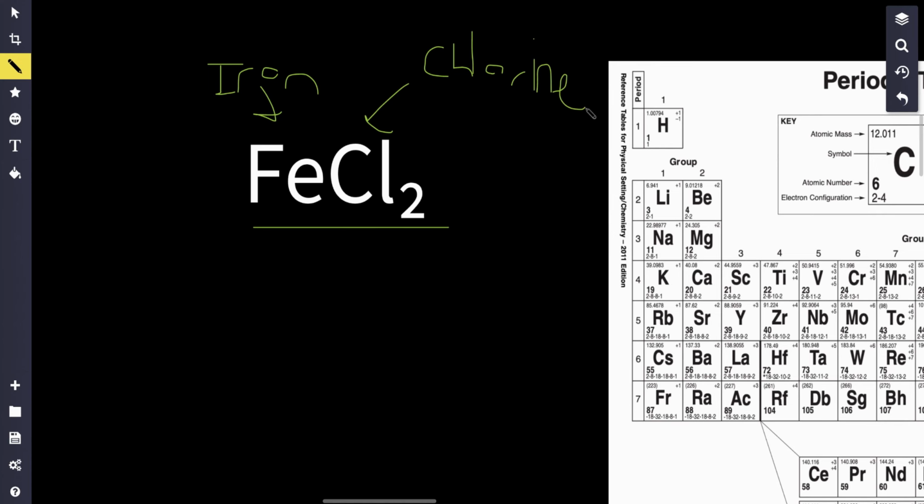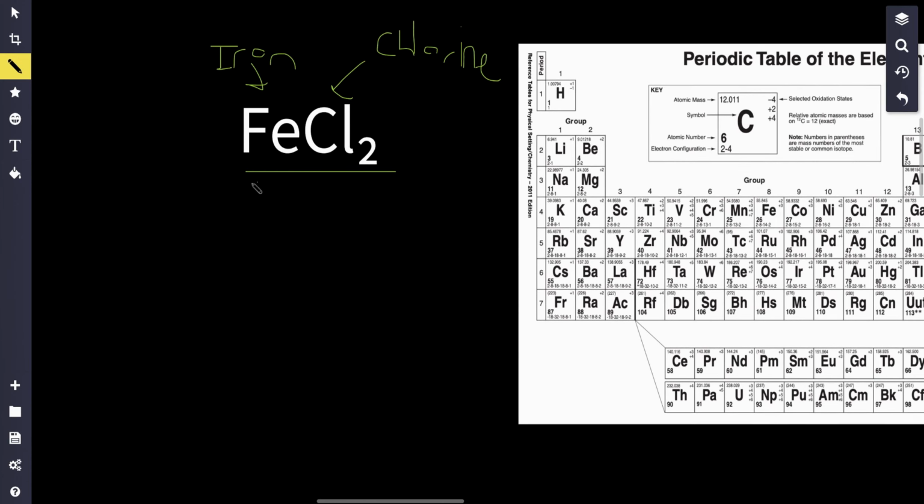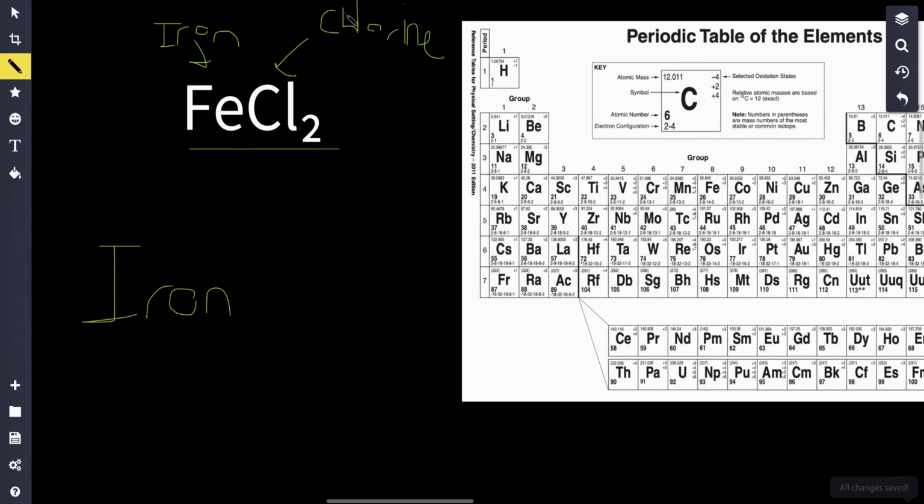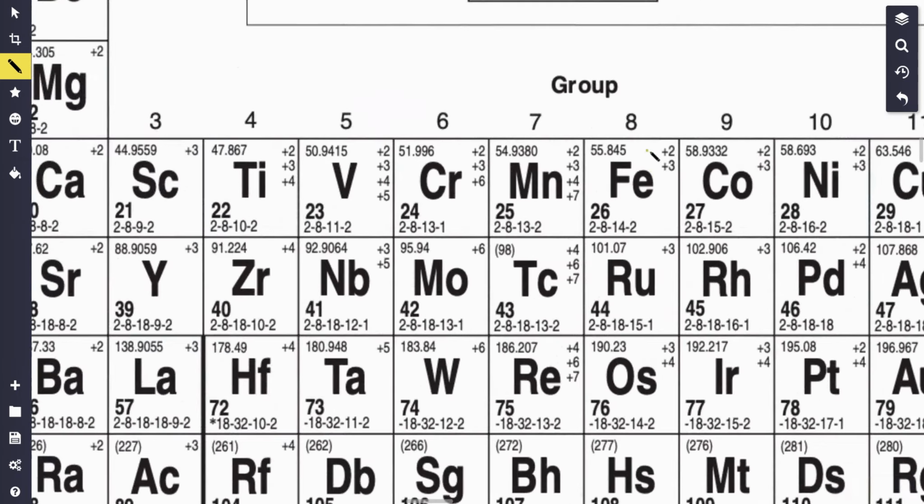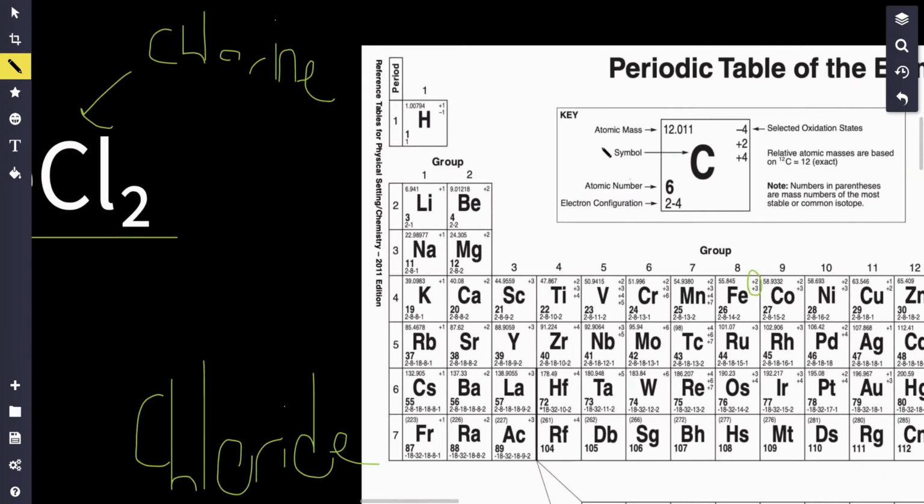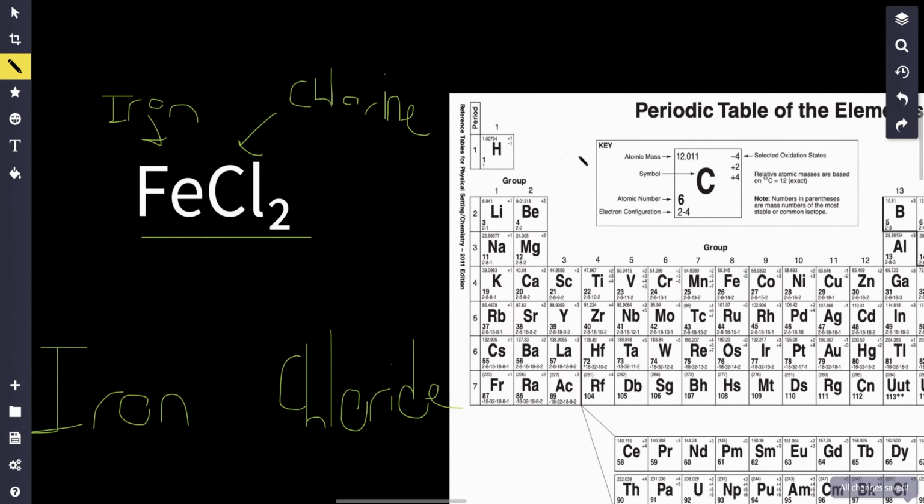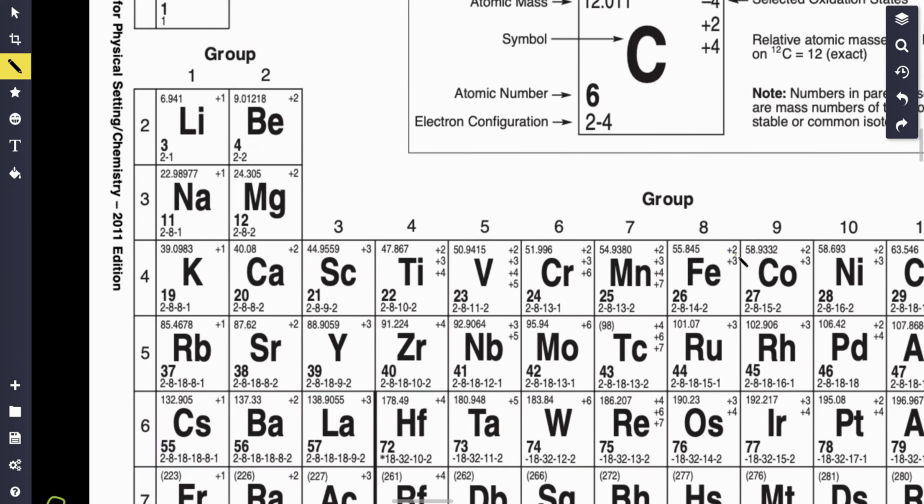Well, you might remember that in order to name an ionic compound, what you're going to do is take the metal and keep that the same, and then remember chlorine turns into chloride. Now, the problem with this name, though, is that iron has multiple oxidation states. Iron can be +2, iron can be +3. So there's a little bit of a problem here. So how do we determine if iron in this case is a +2 compound or if it's a +3 compound?